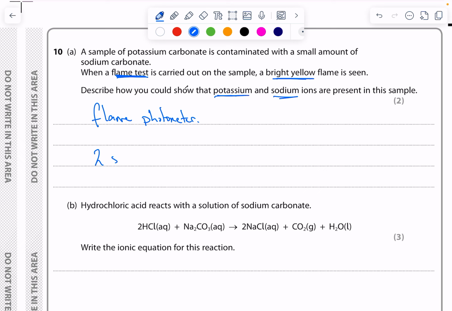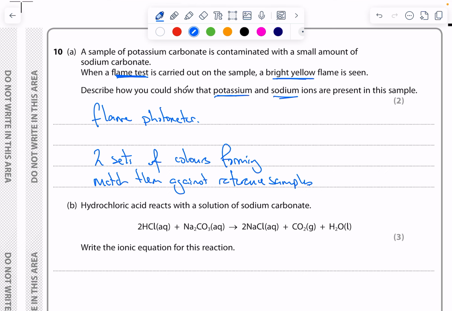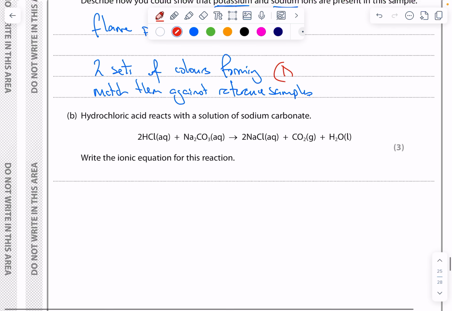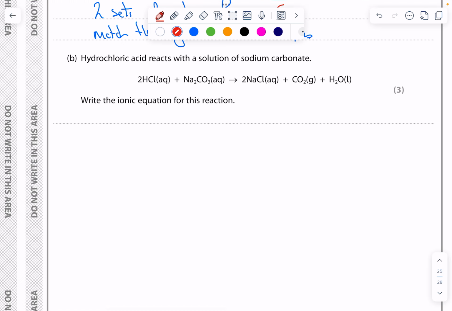Use a flame photometer. And what you would end up with if you did that, a more accurate way of measuring this, is two sets of colours forming. And all you'd have to do is match them against reference samples. 2 marks in there. Use a photometer, and you should get two colours forming. It's going to give you the marks.